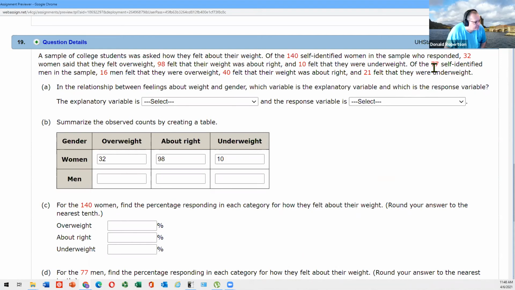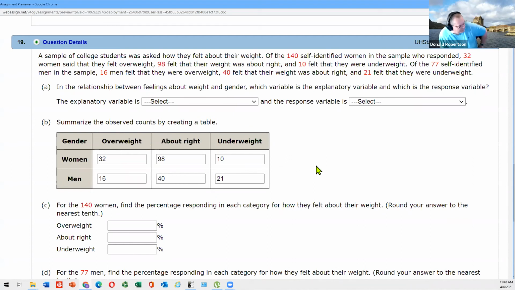And then 77 self-identified men. 16 of them said, I think I'm fat. I'm paraphrasing this. 40 of them said, I think I'm great. And 21 of them said, I think I'm skinny.